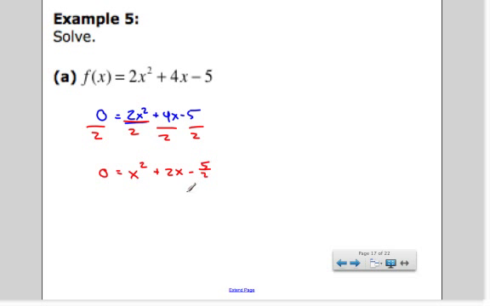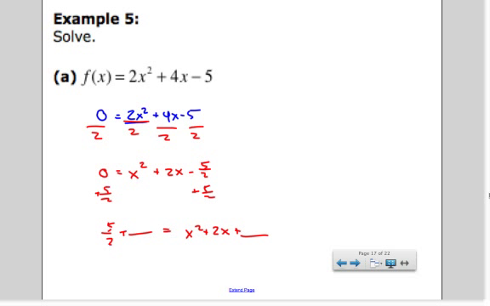So now I have to move or add 5 halves to both sides. So plus 5 over 2, plus 5 over 2. That gives me 5 halves equals x squared plus 2x plus blank.